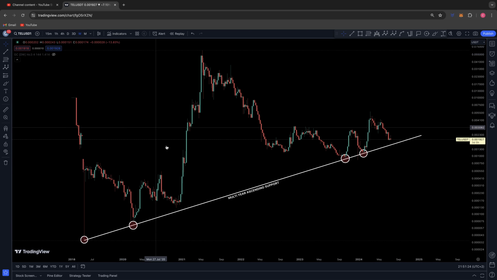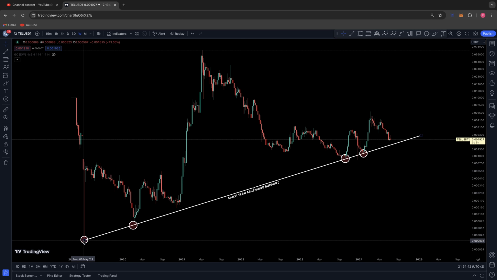Now in my previous update for TEL, I was talking about this multi-year ascending support level and how important it is, and in fact I think it is one of, if not the most important ascending trend lines in the whole of crypto right now. You know, I think I'm a little bit biased with that, but I think this is an absolutely amazing trend line that it's been holding for the past few years.